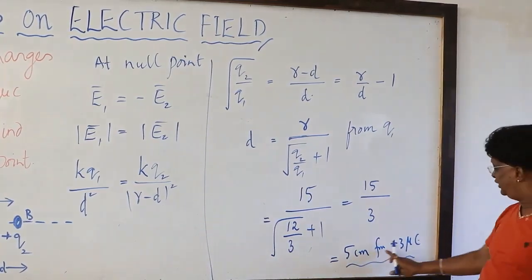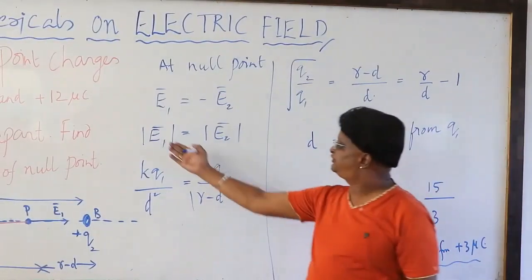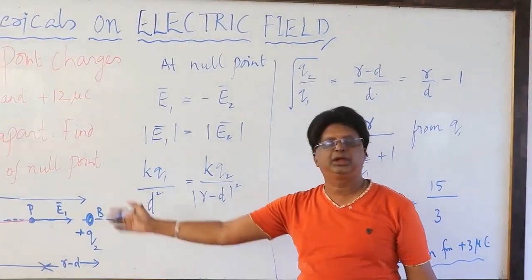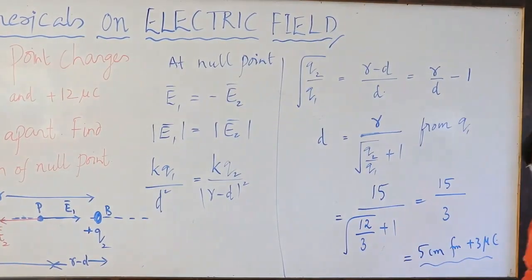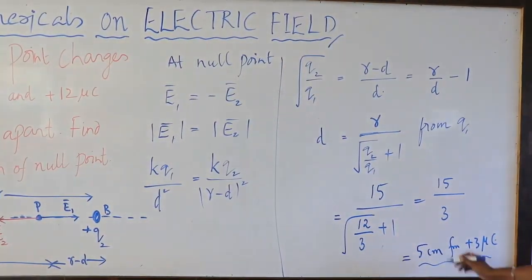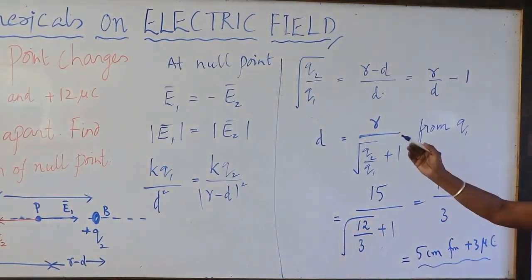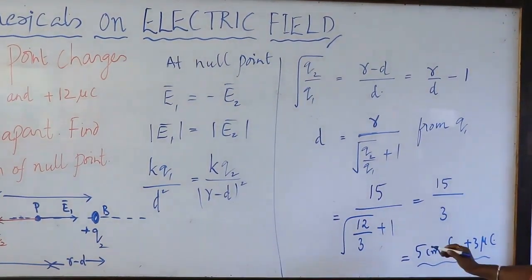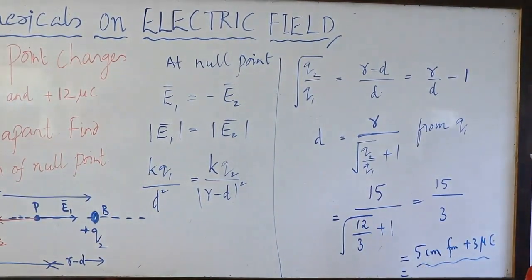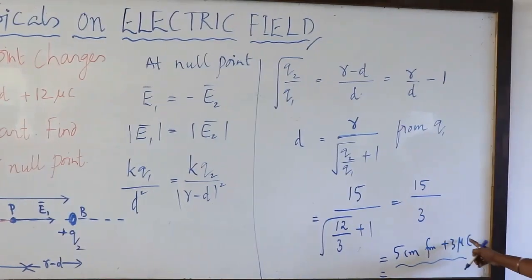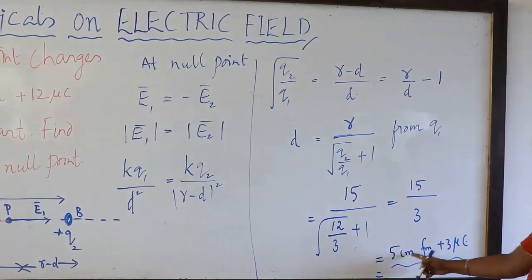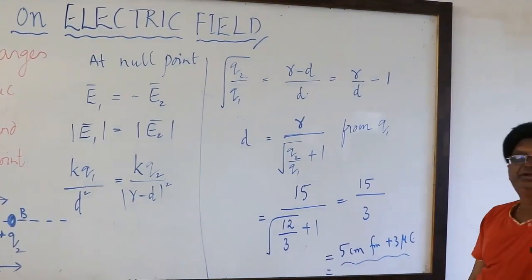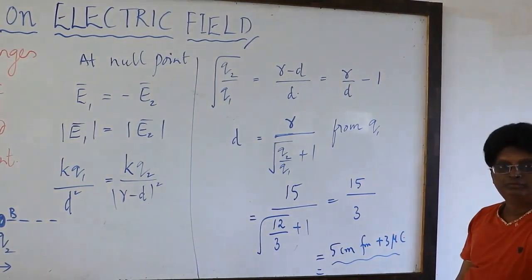If it is plus 12 microcoulomb, then from this charge how much do you get? You will get 10 centimeter, because the total distance is 15. Therefore the other answer is 5 centimeter from 3 microcoulomb or 10 centimeter from plus 12 microcoulomb.